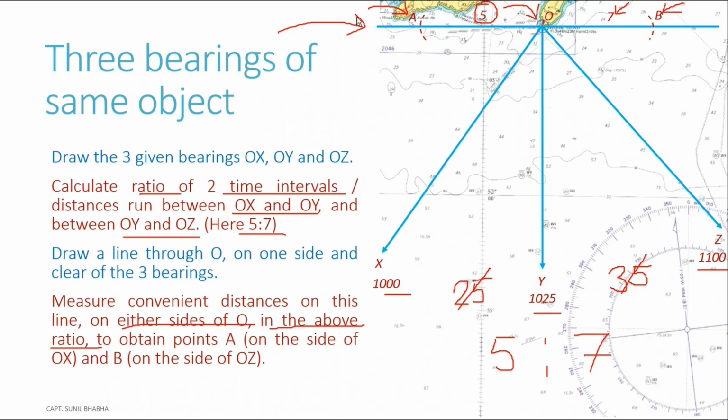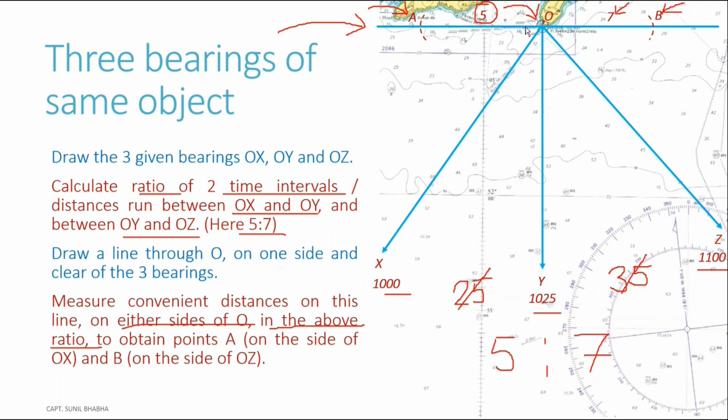Beta, up to here, any doubt in the procedure? No, sir. So the line we draw from O, is there any direction to it, or it is just a line where three bearings are on one side? Okay. Beta, some of the books tell you to draw this line perpendicular to the middle bearing. Okay, but it is not necessary, it is not compulsory that it should be perpendicular. You can draw any line passing from point O.